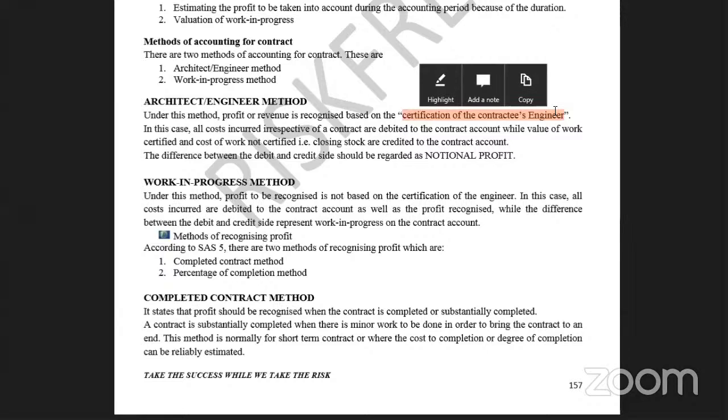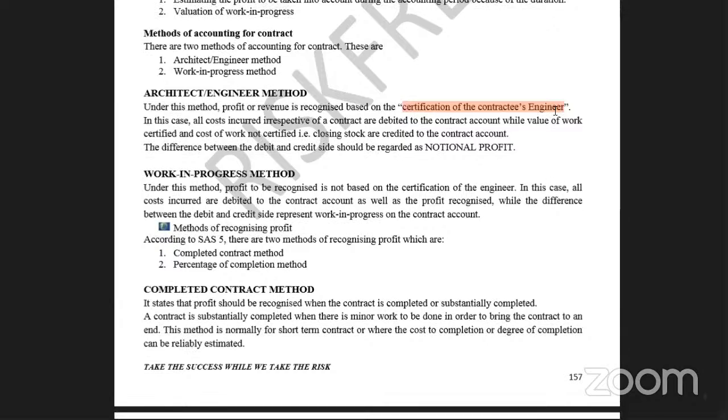And you get to see that as we have. And at the end, you are going to be able to know the value of the work certified, vis-a-vis the cost of work not certified, in order for you to know the work that has been certified and get your profit.